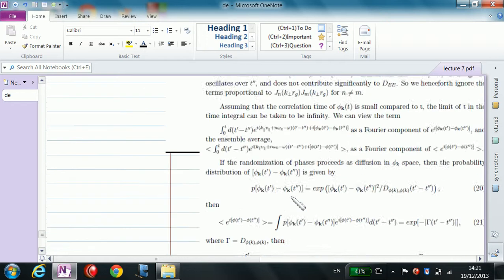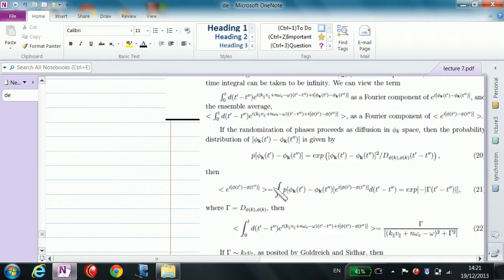So the issue here is taking the average of two phases at two different times. This really defines the correlation time. The time over which this goes to zero is called the correlation time.